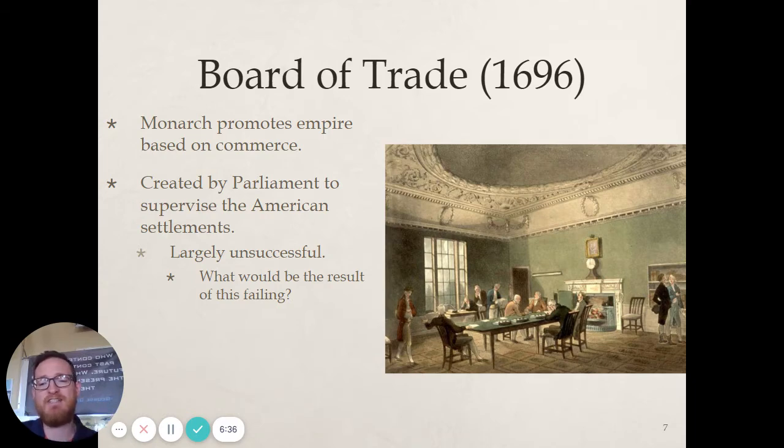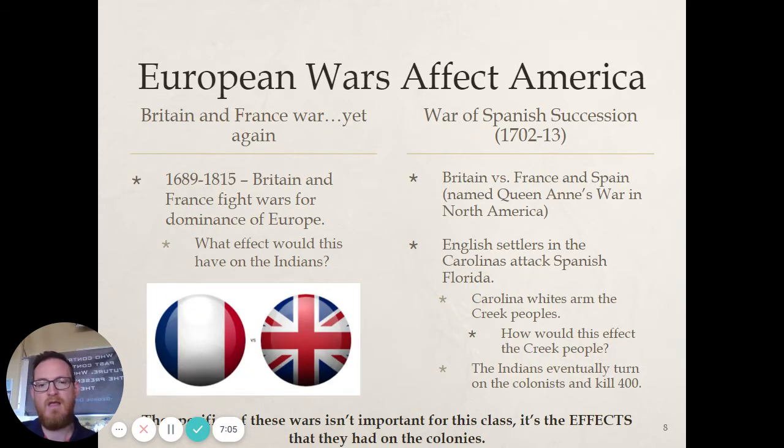In 1696, a Board of Trade would be set up. The monarch would promote this whole idea, and the purpose of this was to supervise the American settlements. It would be very largely unsuccessful. As you're going to see, a lot of things that the British do regarding the colonies would be successful. This would be one of those things that would be unsuccessful. And again, because of this being unsuccessful, it's going to allow the colonies to kind of go back to managing themselves, and really the British being kind of hands off in the colonies.